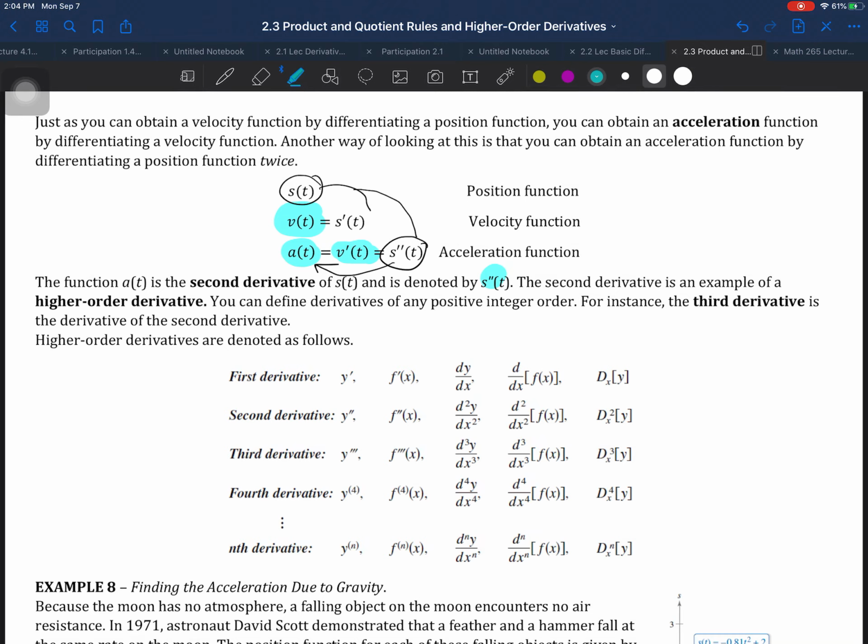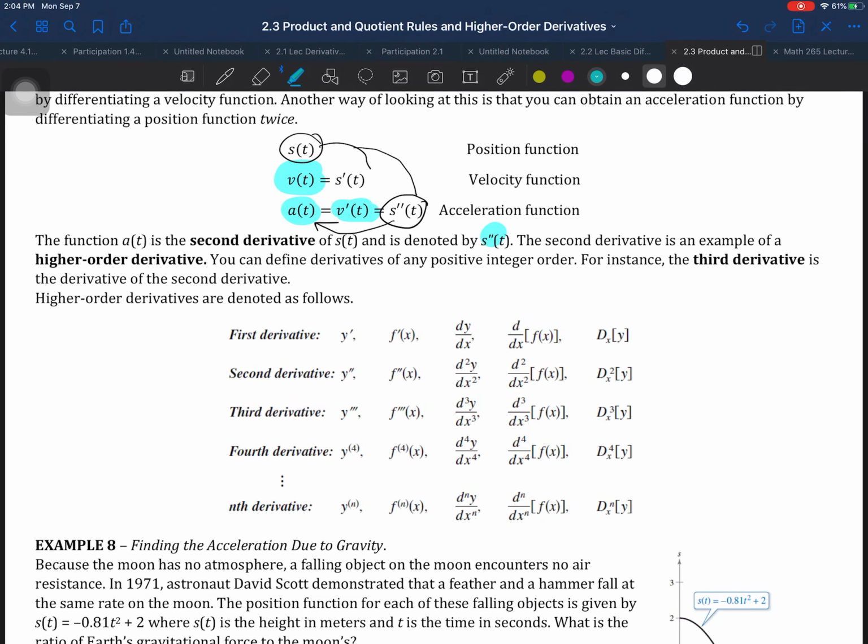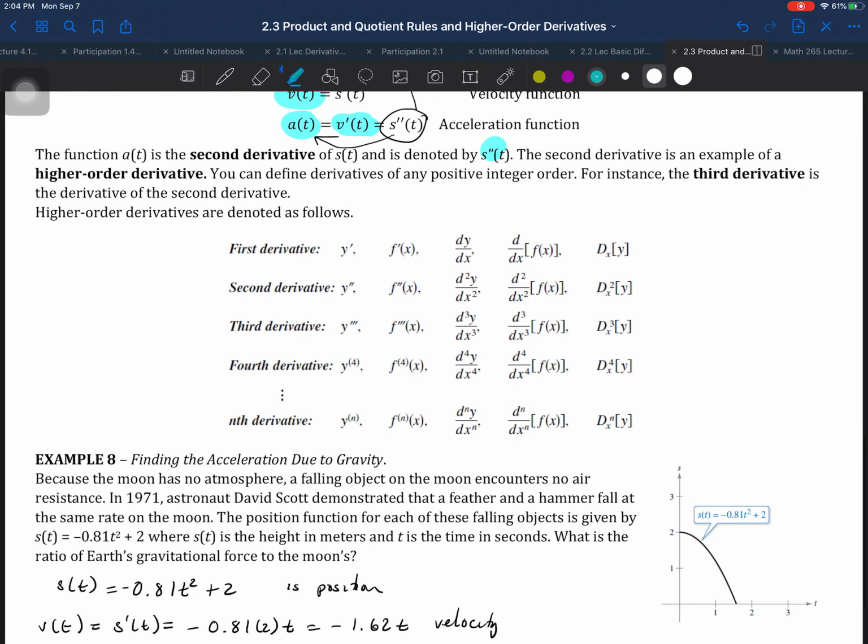The second derivative is an example of higher order derivatives. You can define derivatives of any positive integer order. For instance, the third derivative is the derivative of the second derivative. Higher order derivatives are denoted as follows. Here is the first derivative: y prime, f prime of x, dy/dx, derivative of f of x, and so on. The second derivative is y double prime, f double prime of x, the second derivative of y with respect to x, and so on.